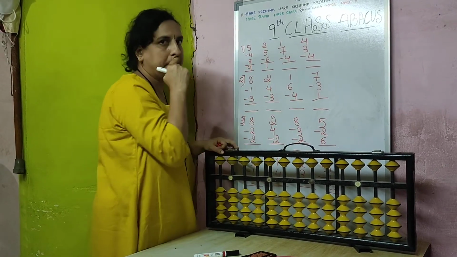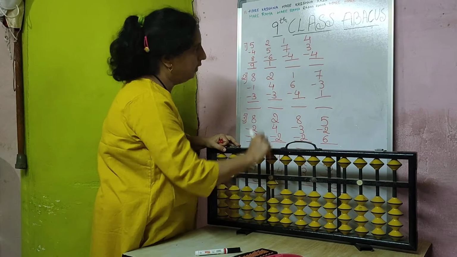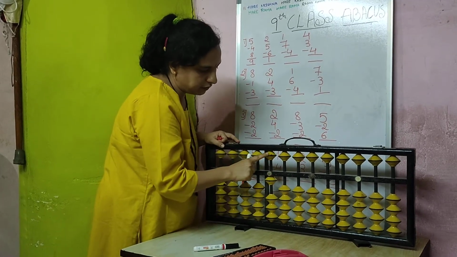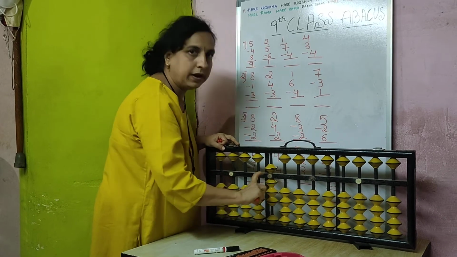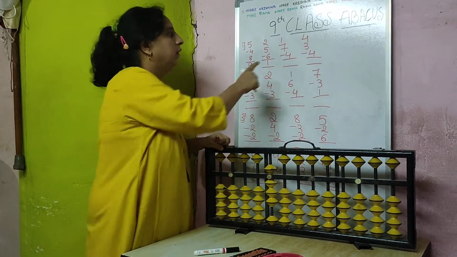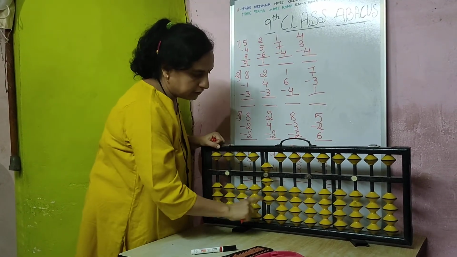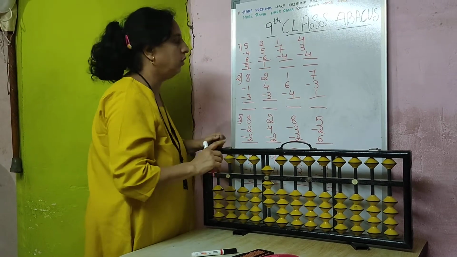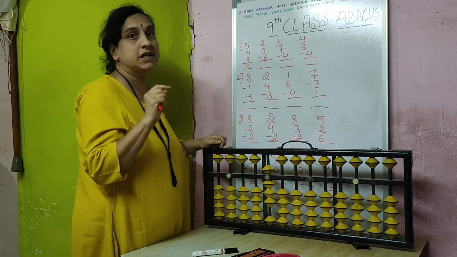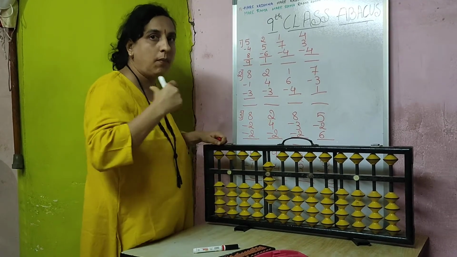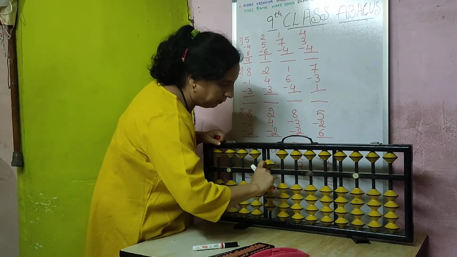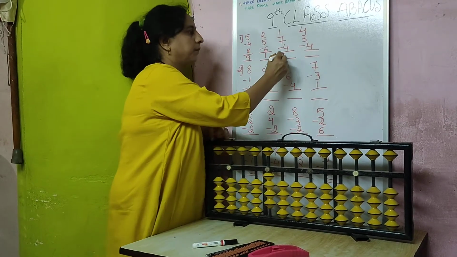Now, third sum. First number is 1. Next number is 7. 7 means 1 upper bead, 2 lower beads directly. Don't count this one. Separately, 1 upper bead, 2 lower beads you have to take. -4. -4 directly I cannot do here. So I have to use that formula, the -4 formula. What is the -4 formula? +1 -5 from down to up. +1 -5. So answer is 4.